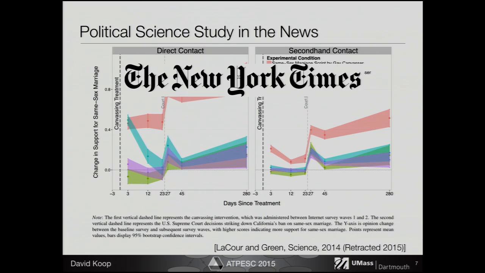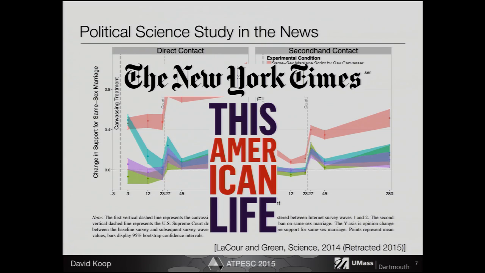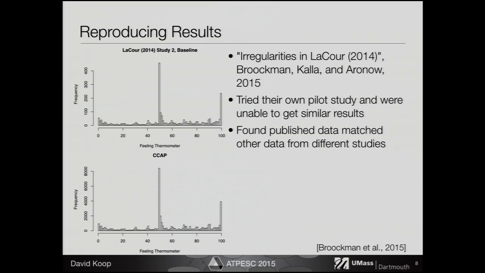This is something that got picked up by the New York Times. There was a This American Life story on NPR that sort of talked about this, and some of the interesting things, that the personal contact seemed to make a big impact in how people viewed a specific issue. And so, it's a very interesting result.